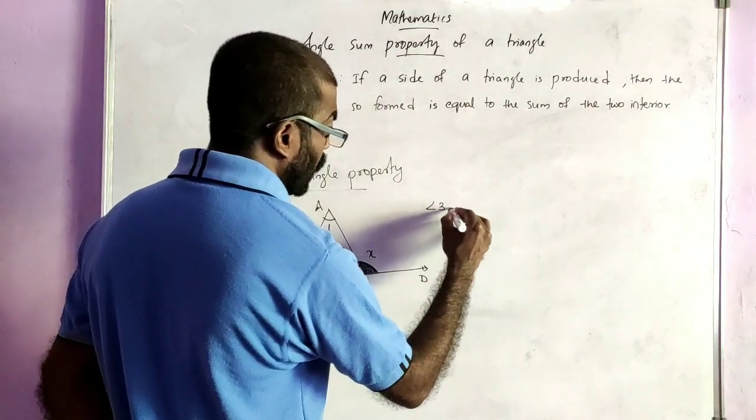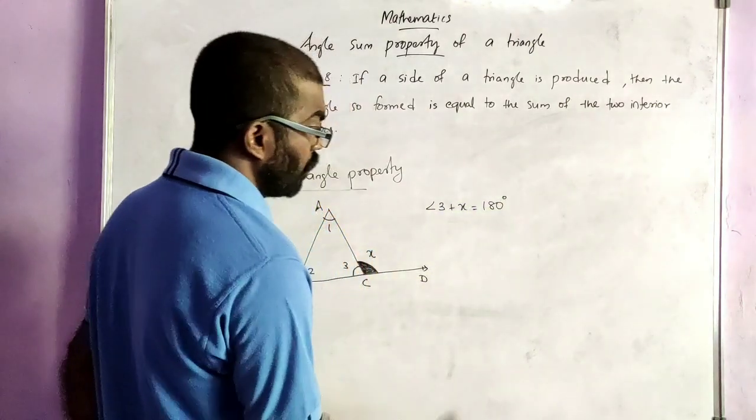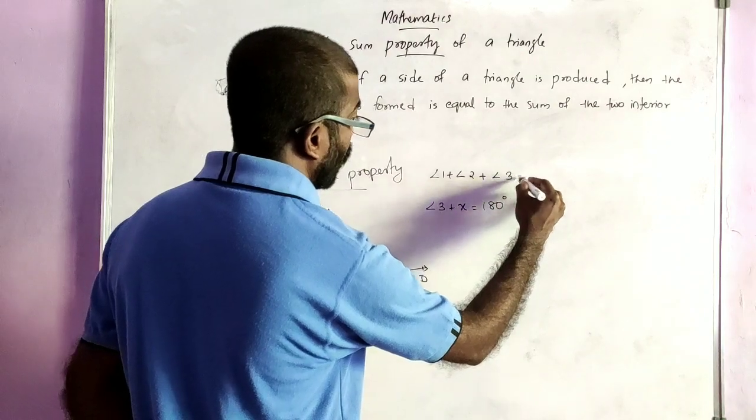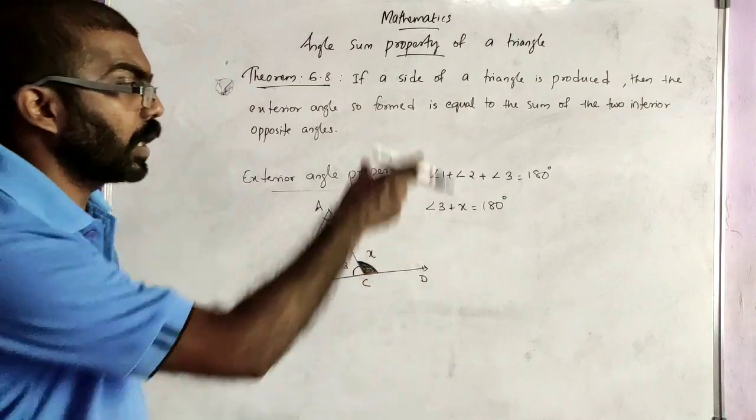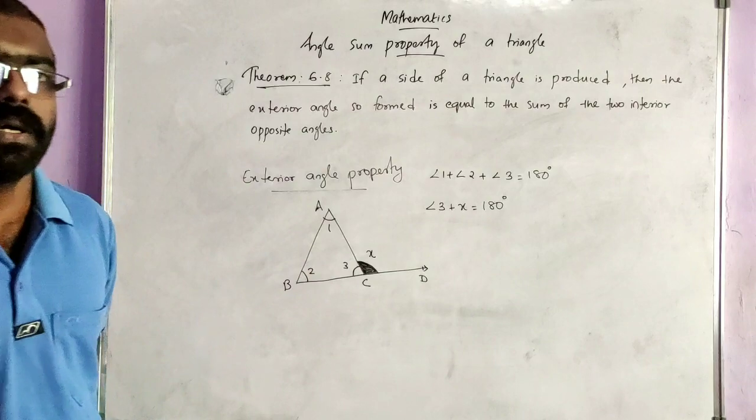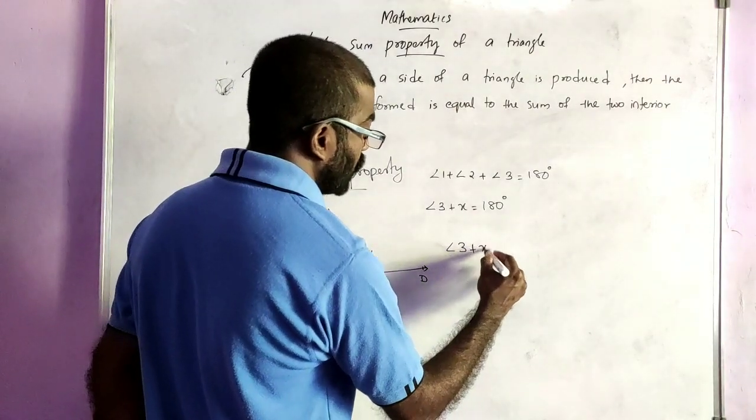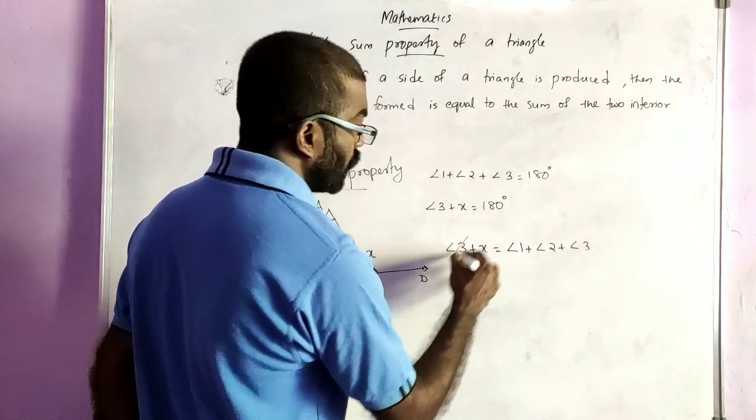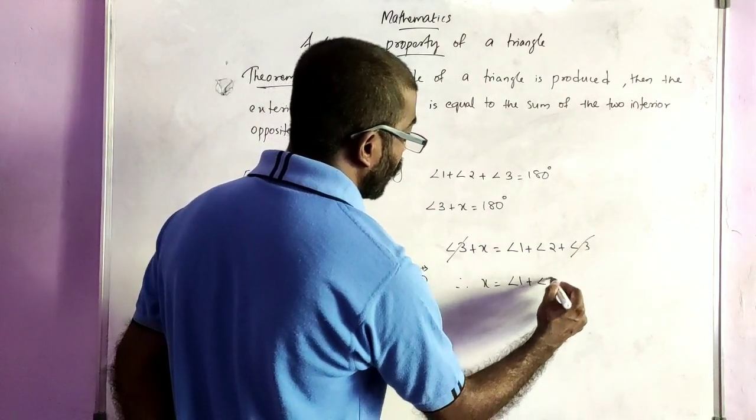So angle 3 plus X is equal to 180 degrees. And we know angle 1 plus angle 2 plus angle 3 equal to 180 degrees, that means the angle sum property. Okay, now we can combine these two steps. In the first case, the RHS is 180 degrees. In the second case also, RHS is what? 180 degrees. So we can write angle 3 plus x is equal to angle 1 plus angle 2 plus angle 3. Angle 3 and angle 3 we can cancel. Therefore x is equal to angle 1 plus angle 2.